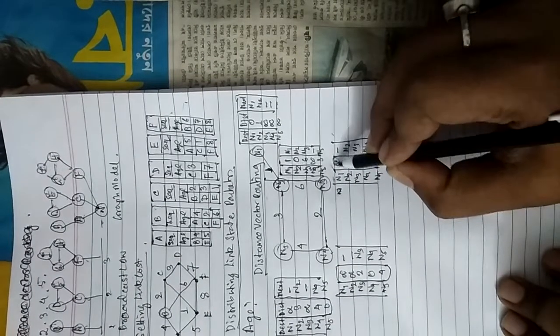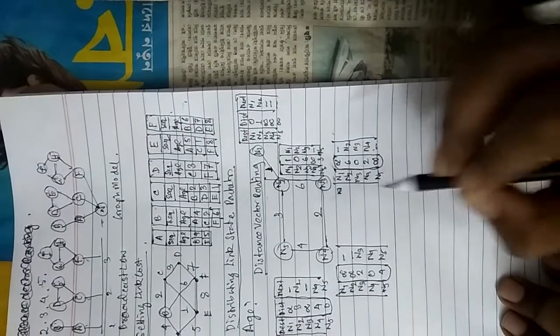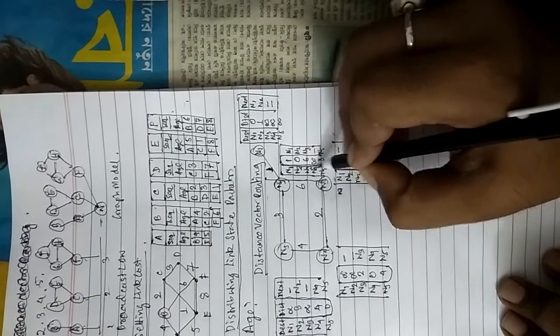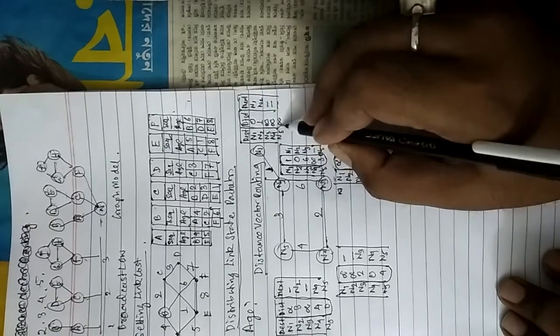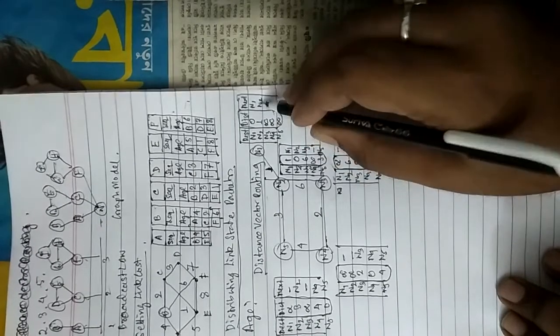They will share only this part, that is the distance vector. They will only share this part to the corresponding neighbors. Okay, not this one and this one.